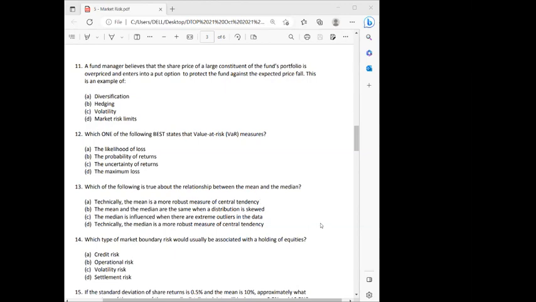Let's go to the next question. Would you mind explaining volatility and market risk limits as well? Sorry? Volatility and market risk limits?